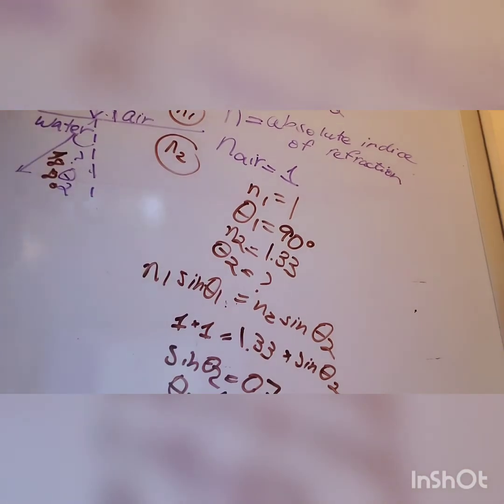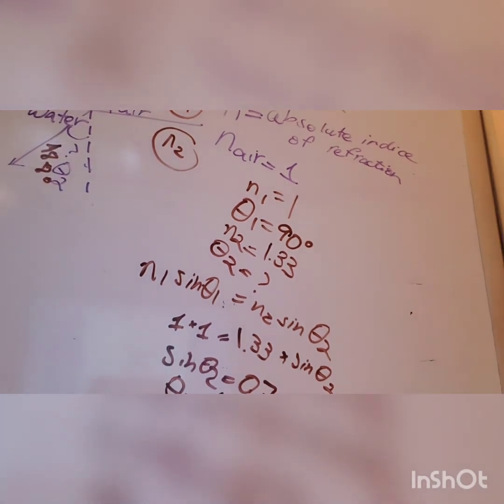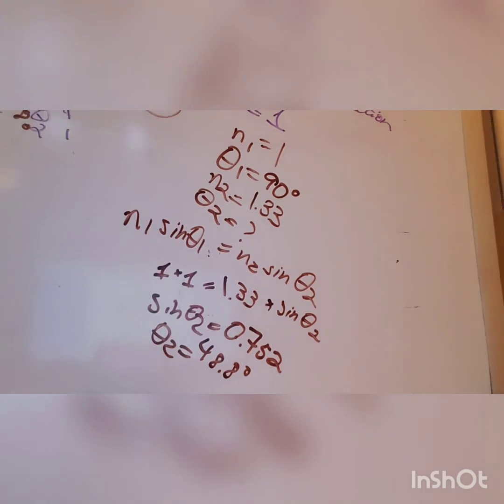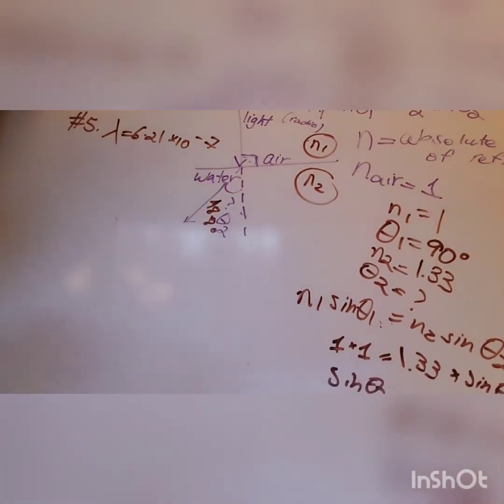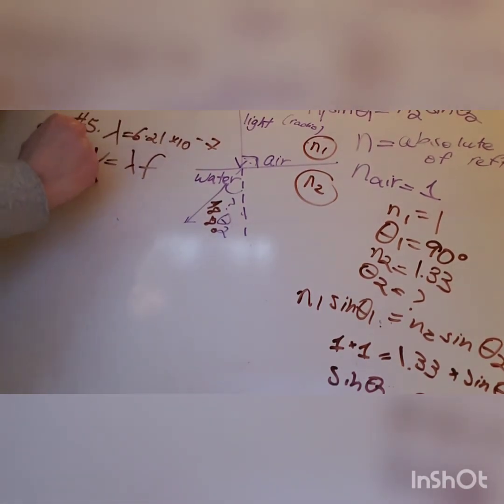Let's do a couple more while the camera's rolling. Number 5 says that you have a wavelength and you're trying to figure out the frequency. Let me put it here at the blank spot at the whiteboard. I think both of you got this right, but I'm going to do it anyways. Lambda is equal to 6.21 times 10 to the minus 7th. Velocity equals lambda f.